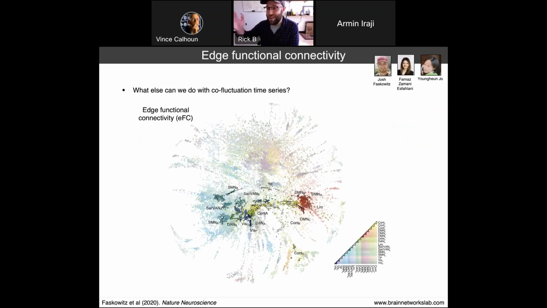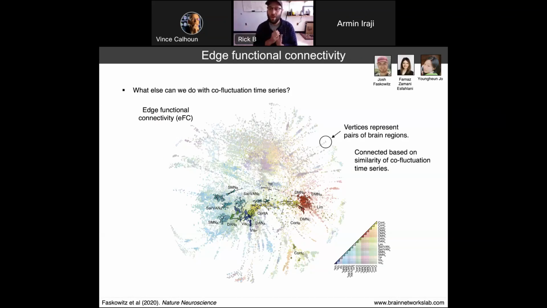This is a networky science talk, so I have to show at least one embedding diagram. This is edge functional connectivity, EFC, with a spring embedding. Normally, the points, the vertices, represent brain regions or nodes. Here, the vertices represent edges. They represent pairs of brain regions, and they're linked to one another if their edge co-fluctuation time series are highly similar. This is, of course, thresholded for the sake of visualization, but in reality, weights exist between all pairs of edges, even if they're very, very weak.